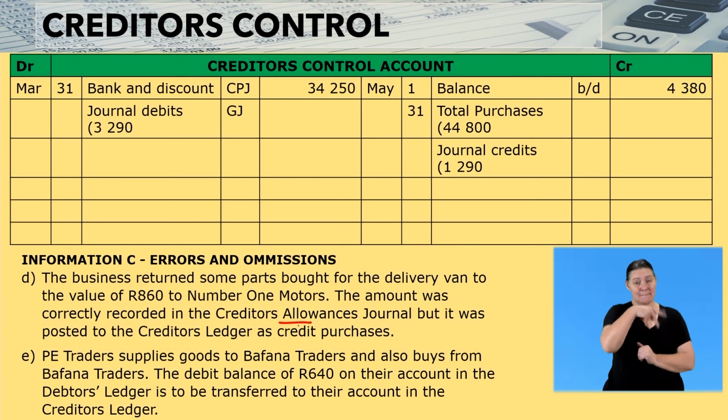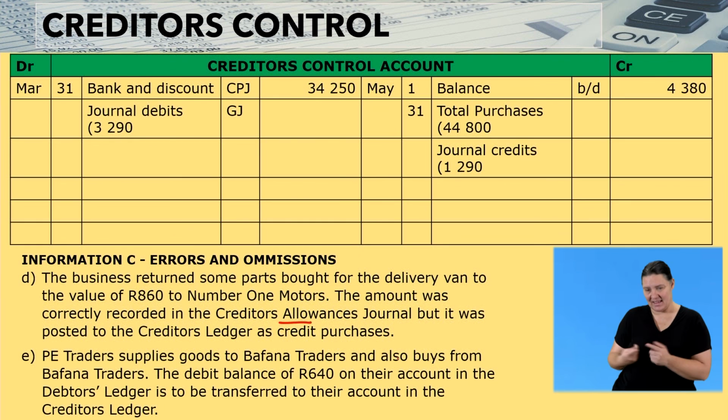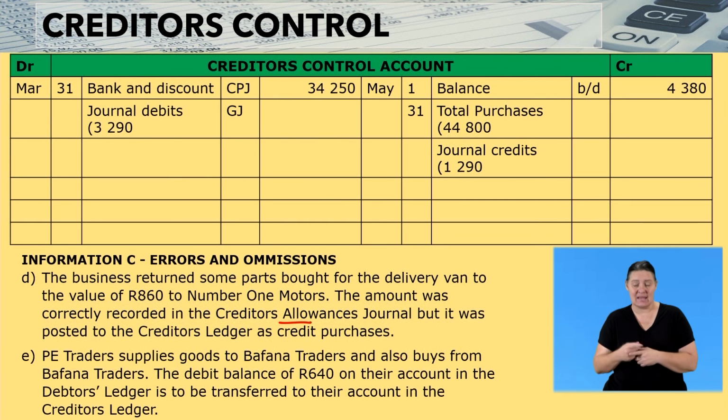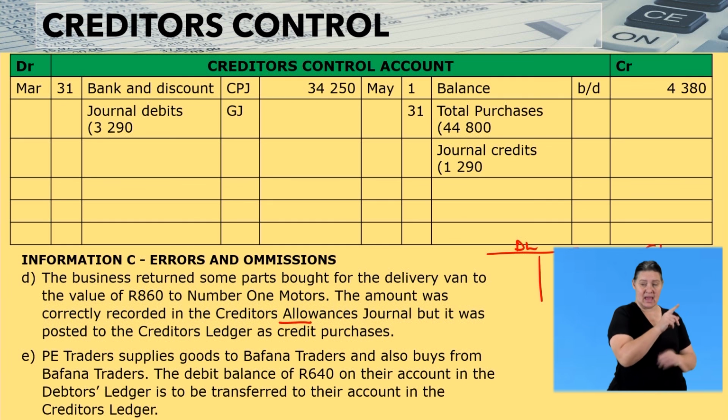E, PE Traders supplies goods to Bafana Traders and also buys from Bafana Traders. The debit balance of 640 on their account in the debtors ledger is to be transferred to their account in the creditors ledger. So they're telling us that we have two accounts again. I'm going to show them. I'm going to start off with the debtors ledger, and here is the creditors ledger.